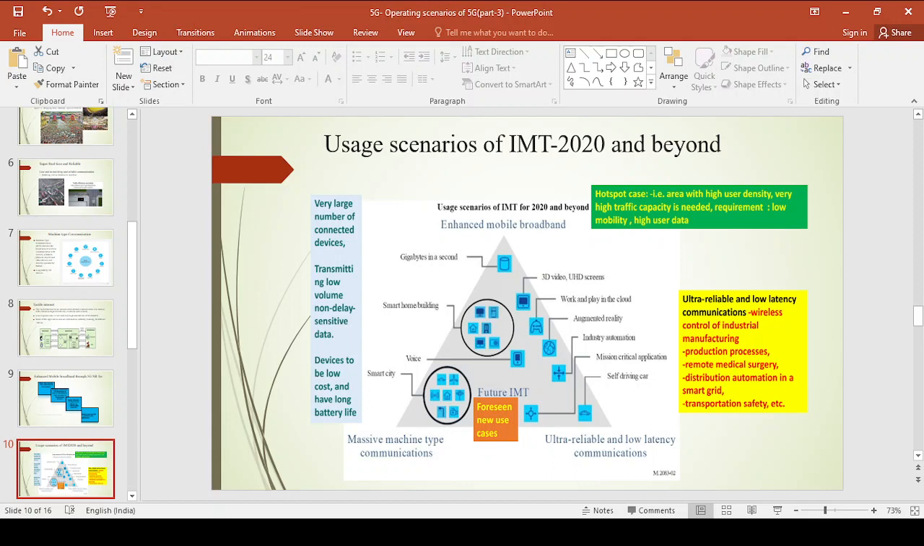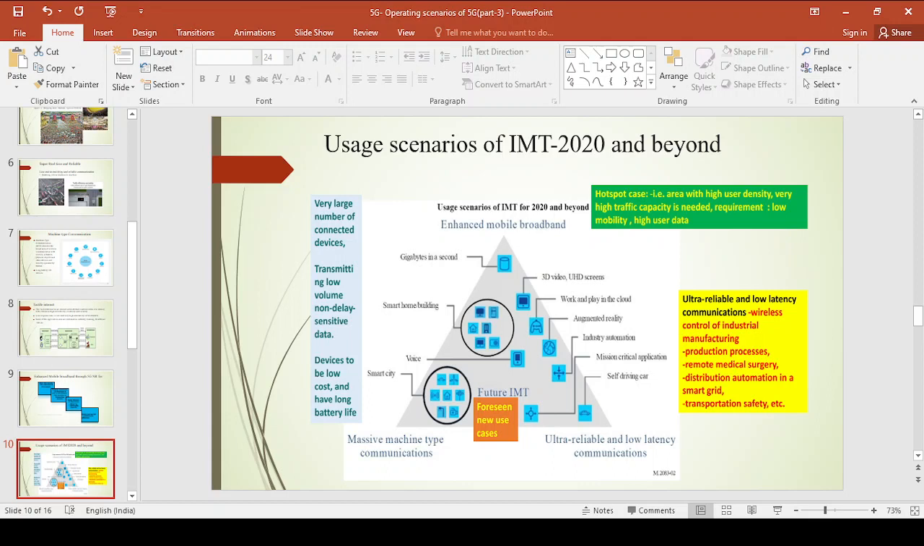Now coming to the ultra reliable and low latency communication. Now this includes wireless control of industrial manufacturing, right? This usage scenario, ultra reliable and low latency communication, can be used under wireless control of industrial manufacturing, production processes, remote medical surgery. These are the applications where we can use ultra reliable and low latency communication. Distribution automation in a smart grid, transportation safety, etc. These are the places where we require a scenario of ultra reliable and low latency communication.